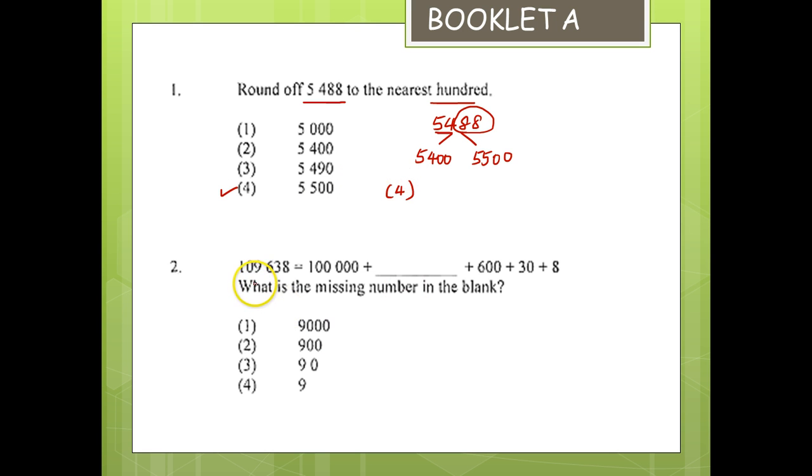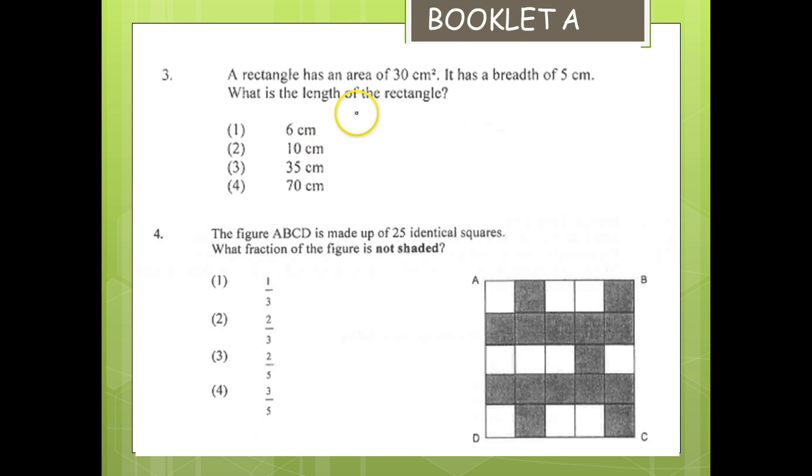Question 2. 109,638 is 100,000 plus how many plus 600 plus 30 plus 8. So I know that this is the digit that is missing. So I know this is in the thousands place. So option number 1.